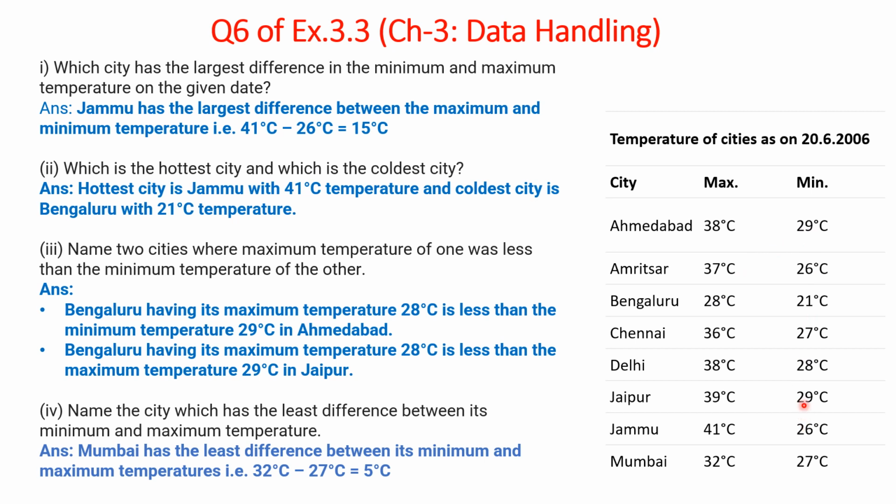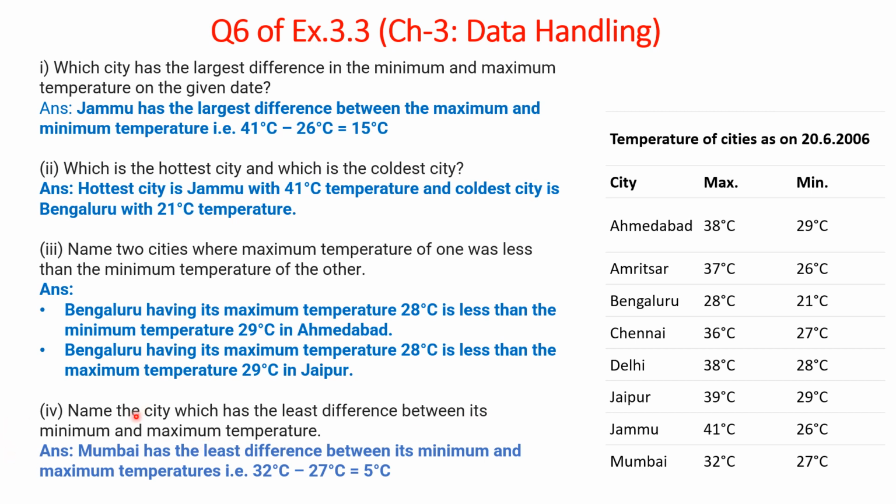ओके, नेक्स्ट बेंगलुरु और जयपुर का देखो, जयपुर का भी 29 है। अब देखो बेंगलुरु का 28 है और इसका 29 है, तो बेंगलुरु का टेम्परेचर जयपुर के टेम्परेचर से भी कम है। ओके, सो द टू सिटीज आर बेंगलुरु एंड अहमदाबाद, और बेंगलुरु एंड जयपुर। क्वेश्चन समझ आया? किसी सिटी का मैक्सिमम टेम्परेचर है, पर कोई ऐसी सिटीज भी हैं जिनमें मिनिमम टेम्परेचर उससे ज्यादा है.